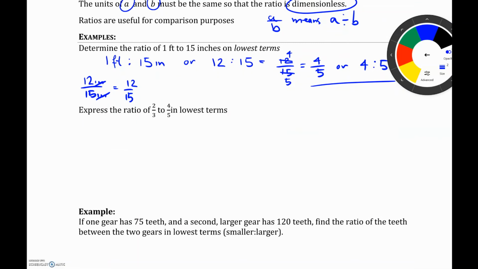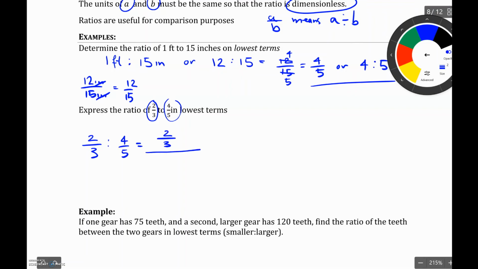Express the ratio 2/3 to 4/5 inches. Both are in inches. So this is the same as 2/3 to 4/5. Now this is the same as 2/3 divided by 4/5. Now this thing you see here, this whole thing, is actually called a compound fraction.